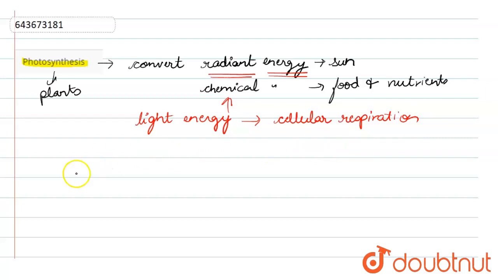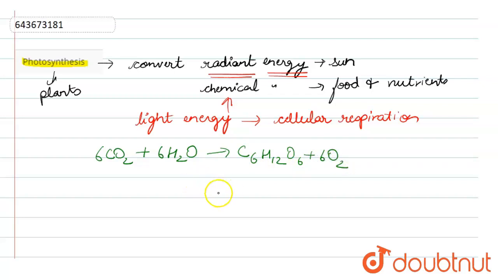Okay, so the process of photosynthesis is commonly written as 6 carbon dioxide molecules, 6 water molecules, to the chemical formula of the mentioned one. This is the chemical formula. Now, what does this mean? This means there are 6 carbon dioxide molecules, 6 water molecules, and these are converted by the light energy captured by the chlorophyll.